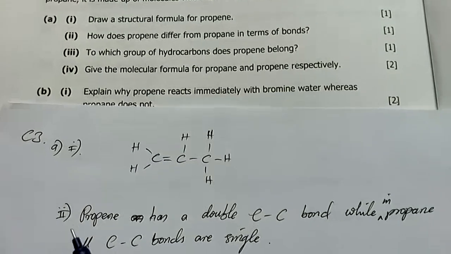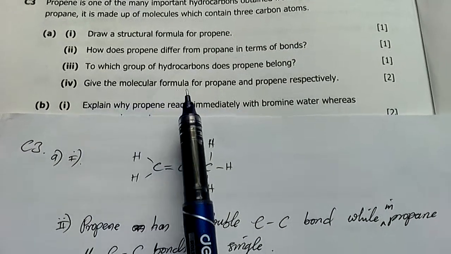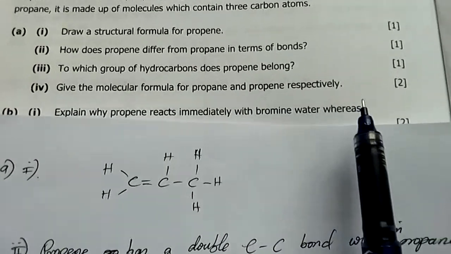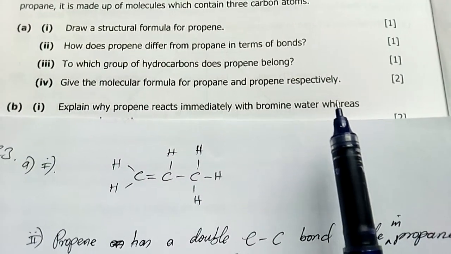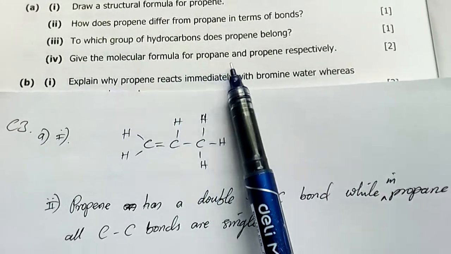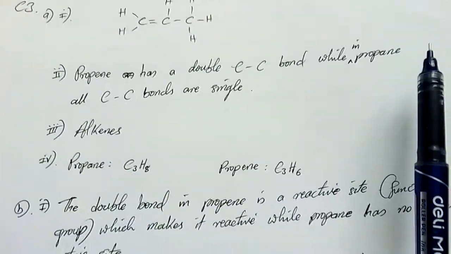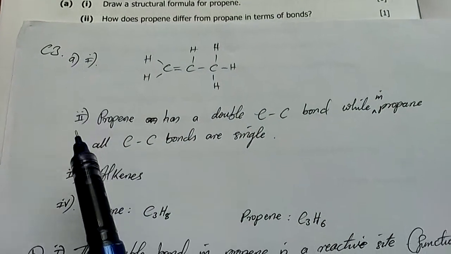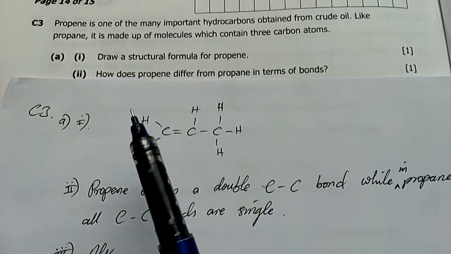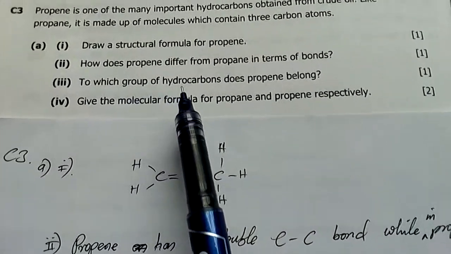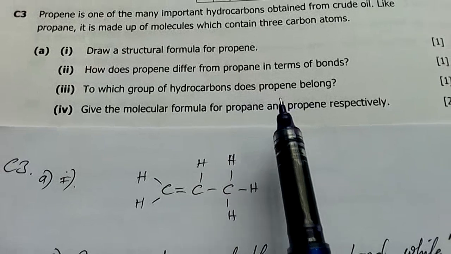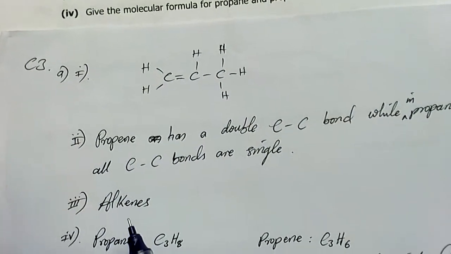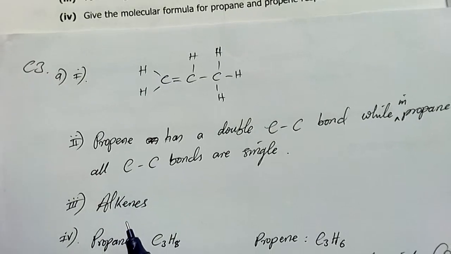The next question is, give the molecular formula of propane and propene respectively. These are free marks, people. Free marks. So formula of propane and propene. My answer there is... Have I skipped something there? To which group of hydrocarbons does propene belong to? Yes, to which group of hydrocarbons? It's an alkene, or alkenes, unsaturated hydrocarbons.